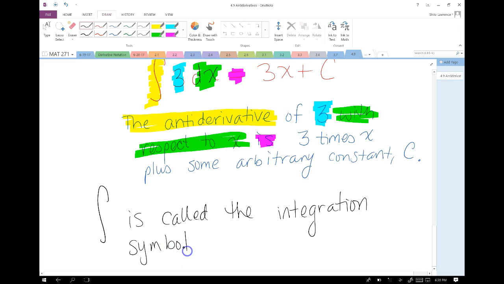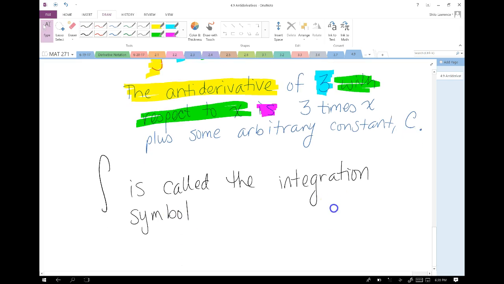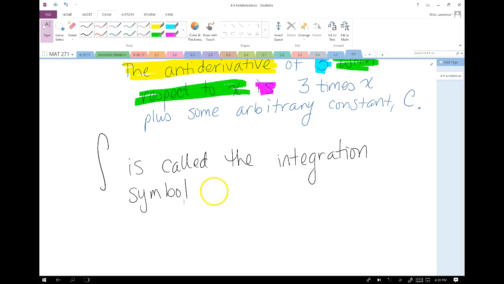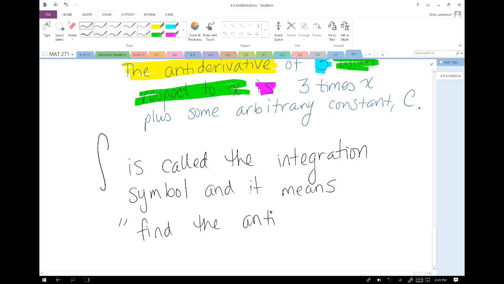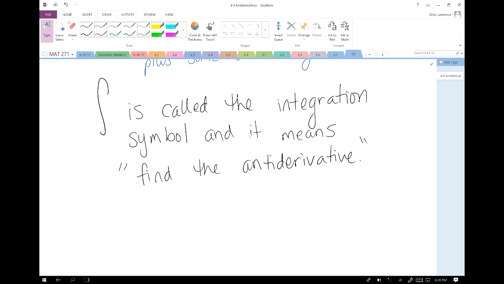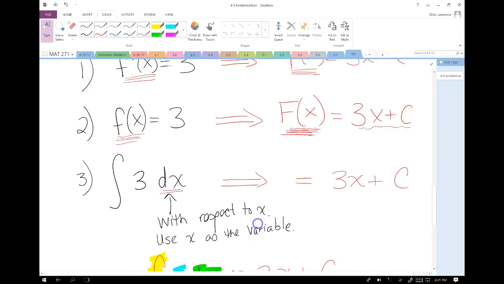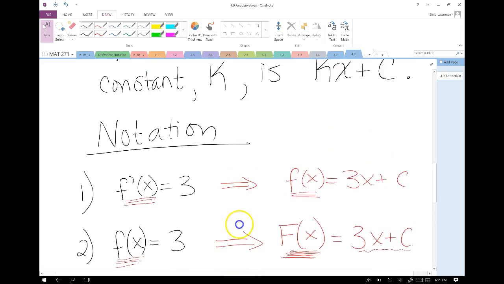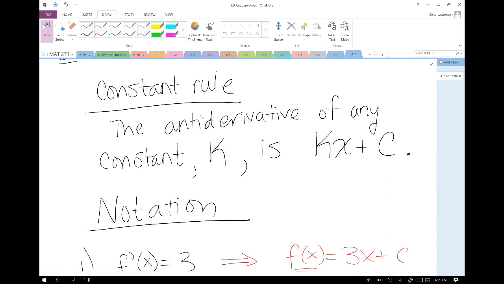And anytime you see that integration symbol, it means take the antiderivative or find the antiderivative. It means somebody else already took the derivative and we want to undo it. Okay? So we've got our constant rule. It is linear functions who have a constant as a derivative. That's our first antiderivative rule.